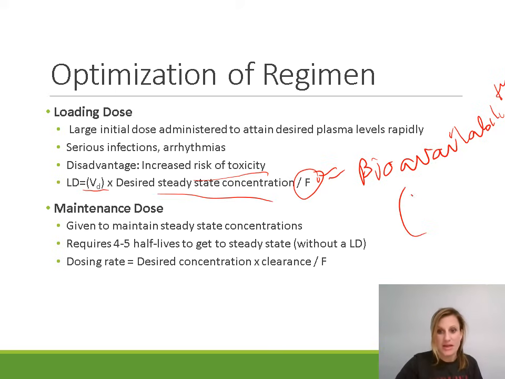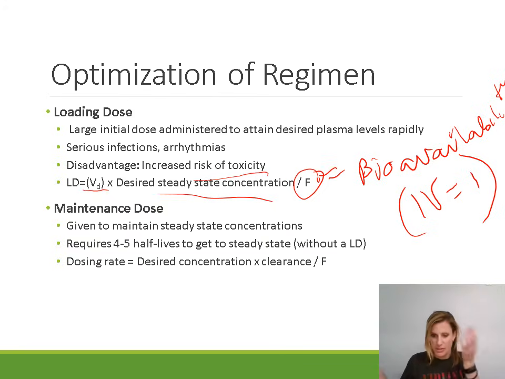So if you're giving it IV, then the bioavailability is 1, right? Because all of it is absorbed. If you're giving it orally, then it could be 0.9, 0.8, 0.65, 0.25, whatever the bioavailability is.